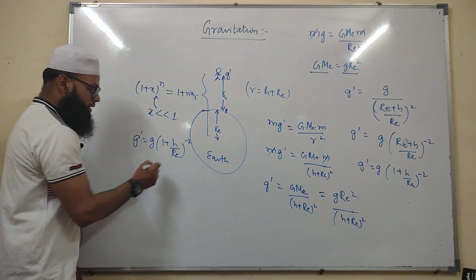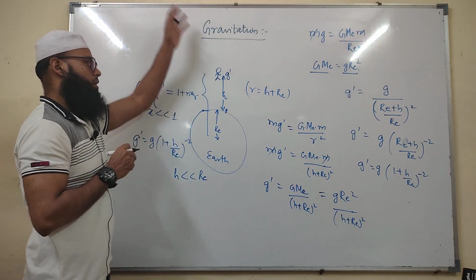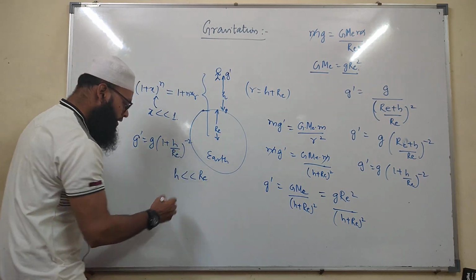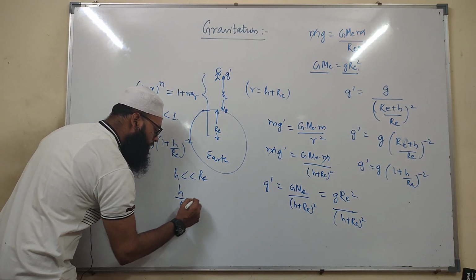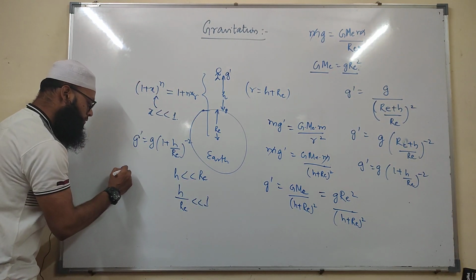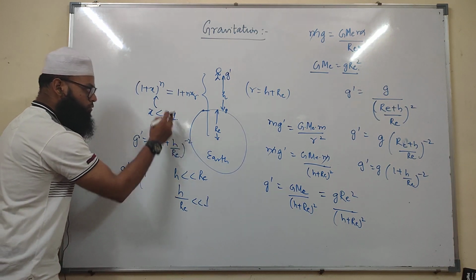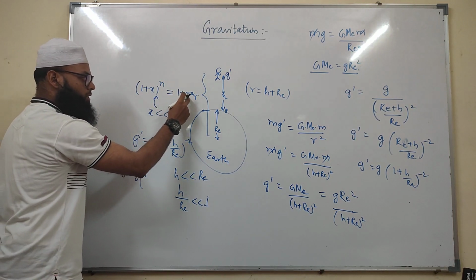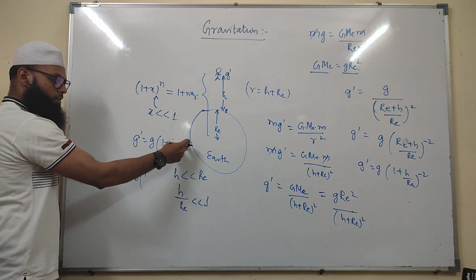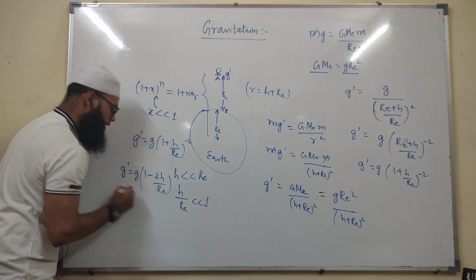So what do we do? See, this h is very much less than Re. We are not talking about h being comparable with Re. h is very much less than Re. So of course h upon Re will be very much less than 1, isn't it? So now we are doing g dash is equal to g times 1 plus, see, -2. 1 plus x to the power n is equal to 1 plus nx. So the power n multiplies with x, so this power -2 multiplies in here, and this is going to be 1 minus 2h upon Re.